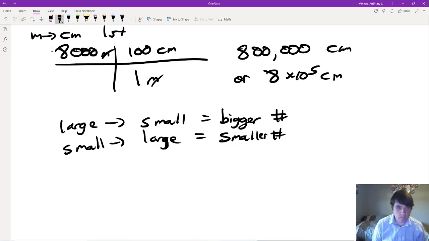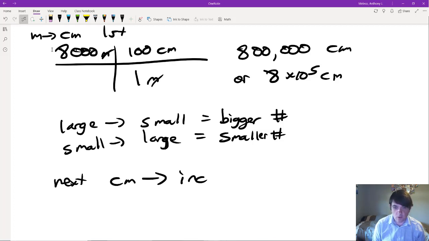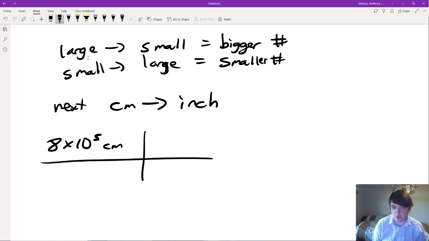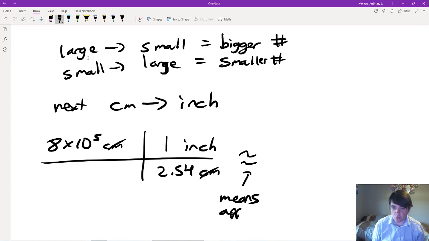So anyway, next up is centimeters to inches. Of all the conversions, I never memorize anything, but this is actually one I have memorized. I don't know why, but I have. The conversion between centimeters and inches is 2.54 centimeters per 1 inch. Why have I memorized that? I have no idea. These squiggly lines here mean approximately. That means I've done some rounding.